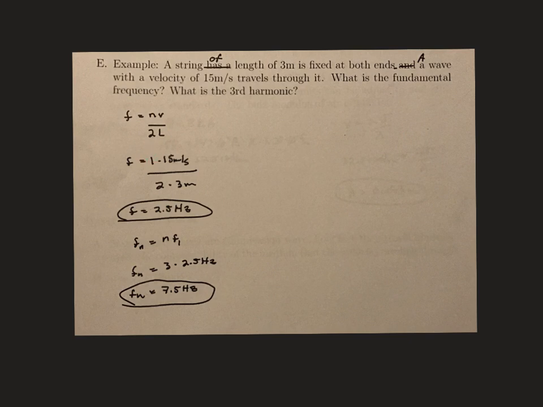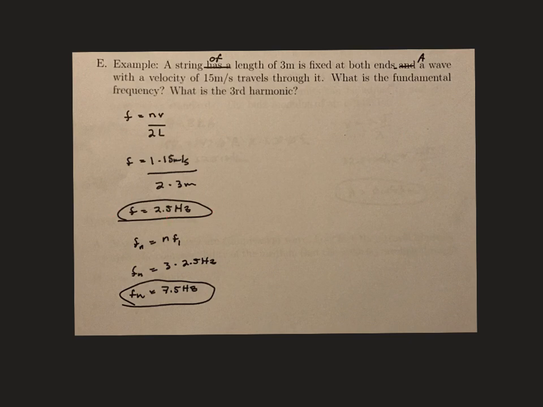So we can plug in 1 for our harmonic number since we're dealing with the fundamental frequency. The speed of the wave is given, so that's 15 meters per second. And then we're going to take 2 times the length of the string, which is 3 meters. So that gives us a fundamental frequency of 2.5 hertz.